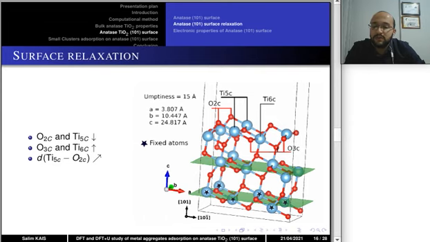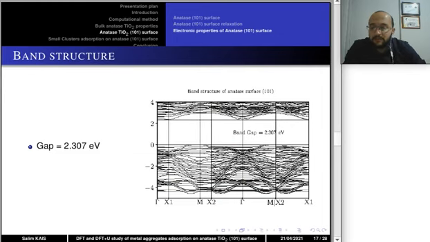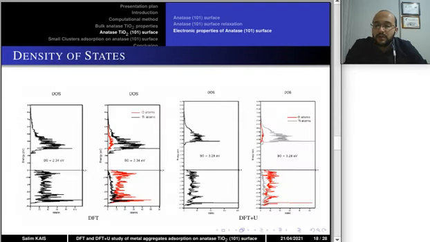We can note that our results are in good agreement with other previous calculations. The calculated band structure of anatase shows little effect on the electronic properties, that is the band gap, compared with those of the anatase titania bulk structure. As in the bulk calculation, when the U correlation is considered, the value of the band gap increases from 2.30 to 3.28 electron volts, as shown in the figure of the density of states of the anatase surface.